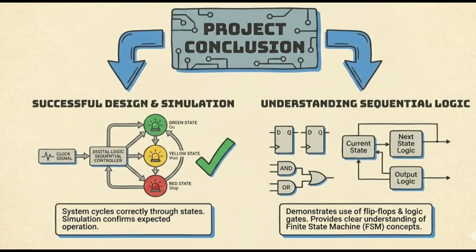In conclusion, the traffic light controller was designed and simulated successfully, and the system cycled correctly through all states. The project helped us to understand how sequential logic, flip-flops, and finite state machines work together in a real application.